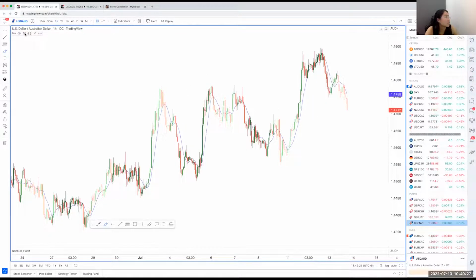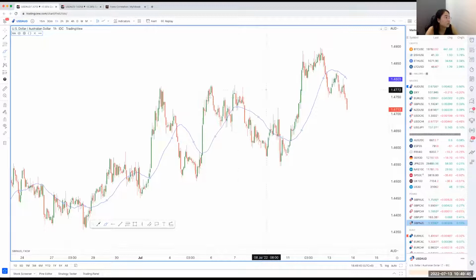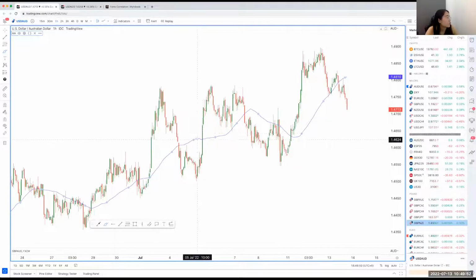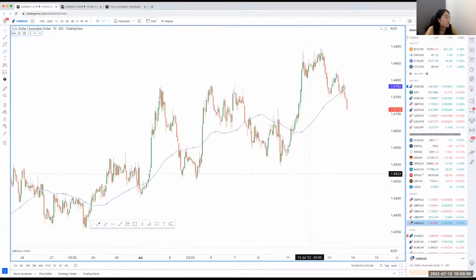So we need to adjust the settings again. We need to adjust the settings until we find a good setting that works well on our charts. So let's try 32. 32 is not a good one. 50. Okay, I think 50 will not work. Let's try 61. Nope, doesn't work very nicely.